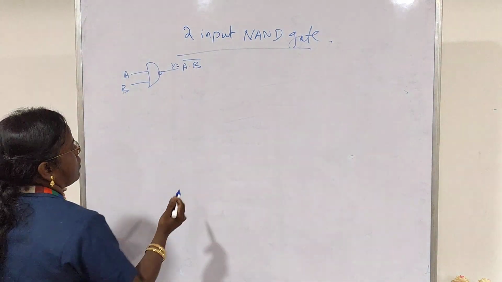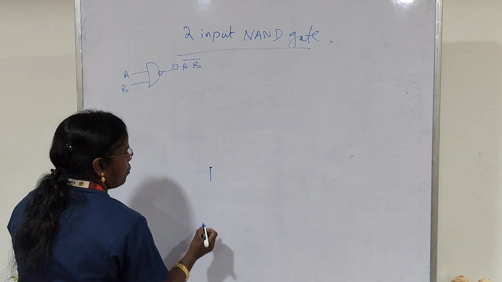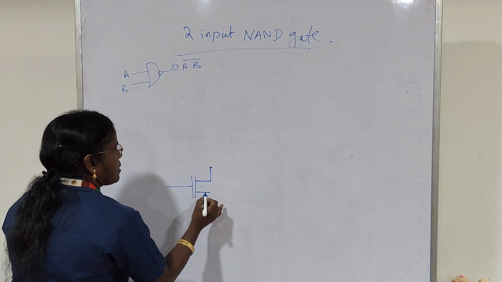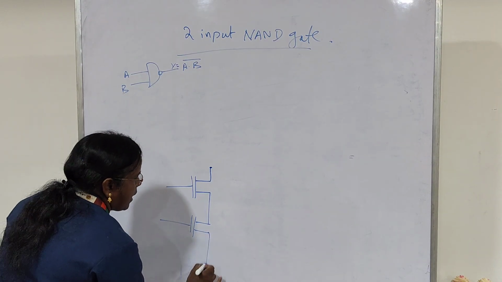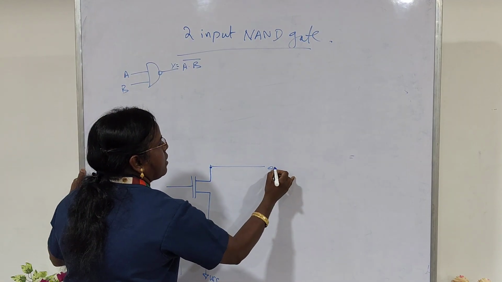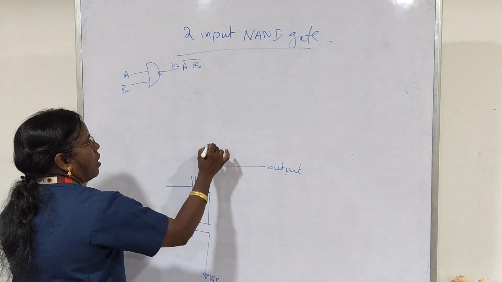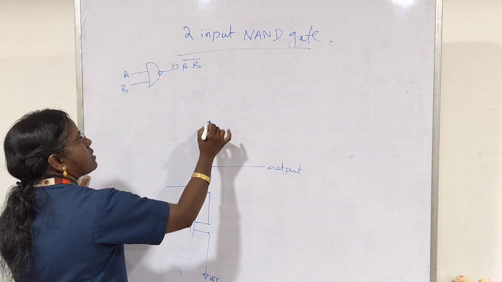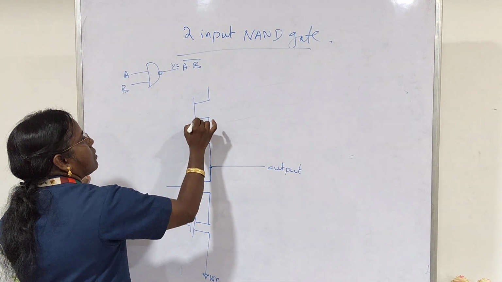Now, take the pull down network. 2 transistors we are going to use, 2 NMOS transistors, right? So connect 2 NMOS transistors in series like this between VSS and the output terminal. Okay, now at the pull up network we have to take 2 PMOS transistors in parallel.